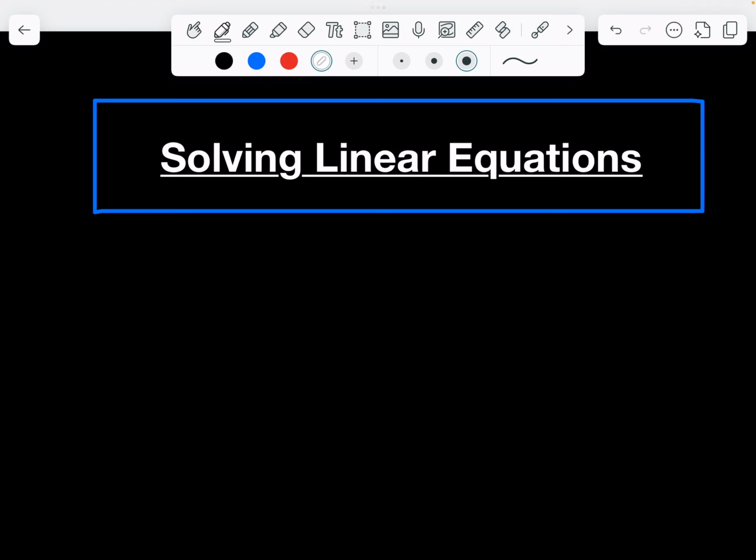Have you ever wondered why algebra actually matters? Or how equations like 3x plus 5 equals 14 are used in real life? Well, you're in the right place. Whether you're budgeting your money, calculating travel time, or even figuring out how much food to order, linear equations are everywhere. So let's break these down step by step.